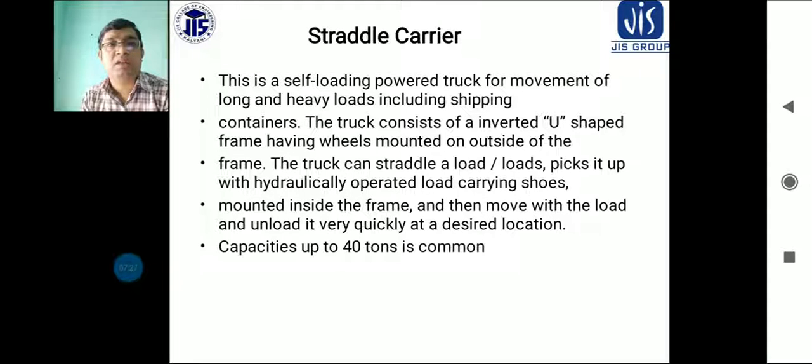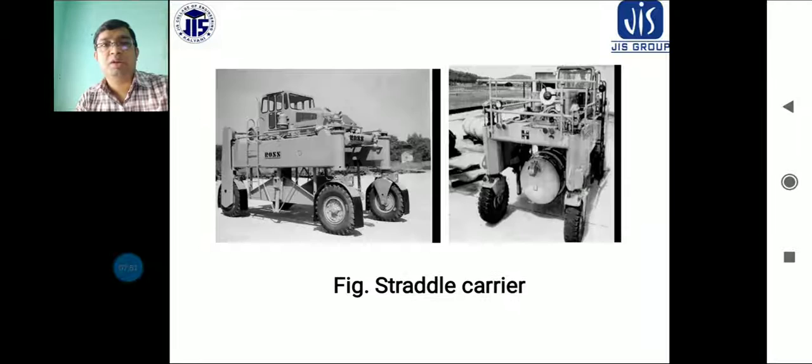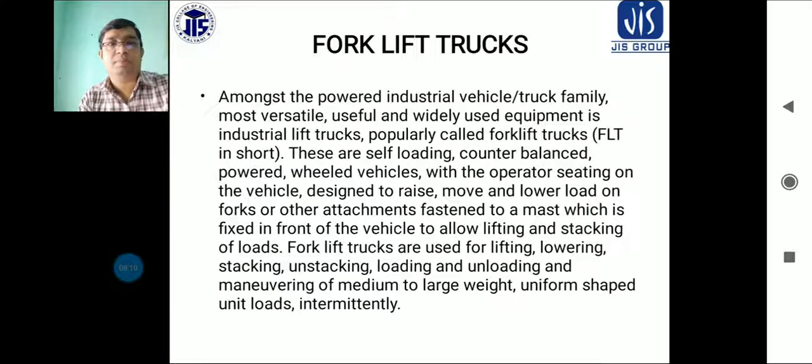And these straddle carriers basically move different types of shipping containers properly. They also consist of an inverted U-shaped frame. For quick movement between locations, the straddle carrier is used for up to 40 tons of capacity. You can see the different straddle carriers available in the figure, with different wheels mounted on them. They are used for loading and unloading shipping containers, which are very easily transferred from one place to another.